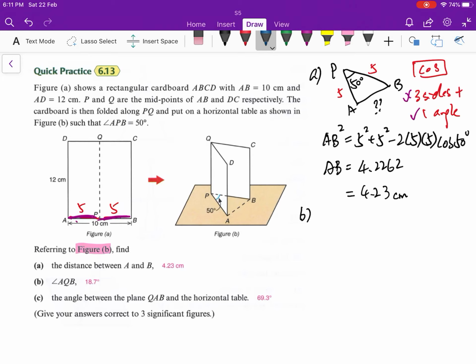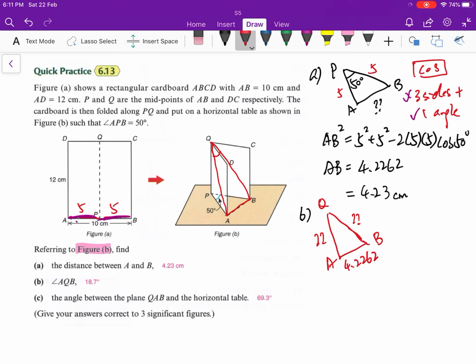So let's look at this. Figure B, where is our AQB? Try to highlight it: AQ, AB. So we have the angle AQB here. What you need to do is sketch it out again. We have Q, A and B. Then don't forget, you have to use the AB from part A. In math questions, we normally like to use the previous answer. So we have AB, 4.2262, with 4 decimal places to reduce the error.